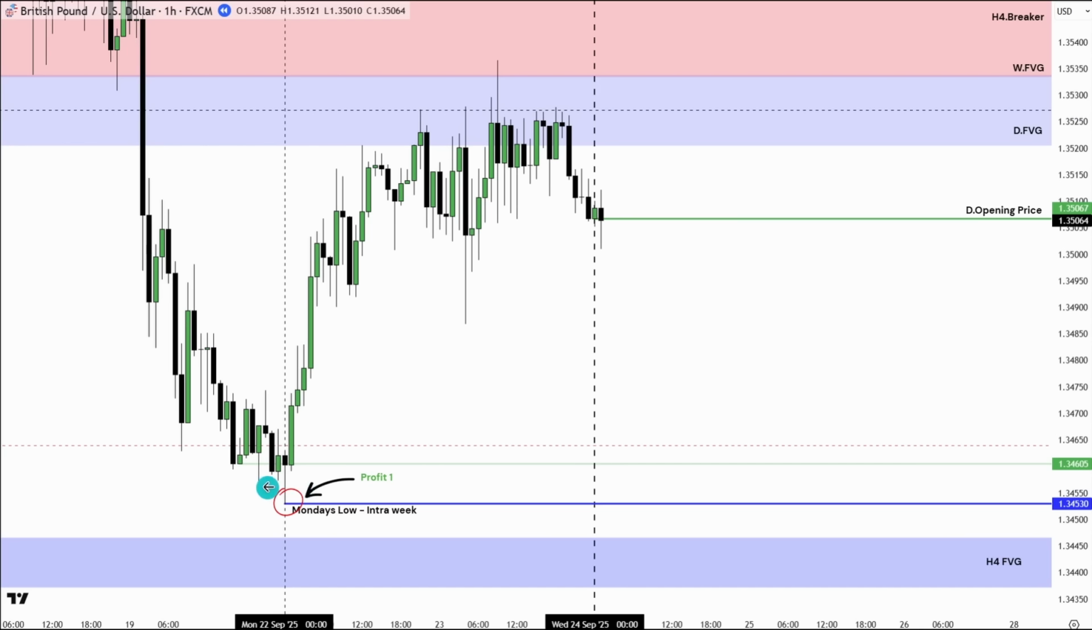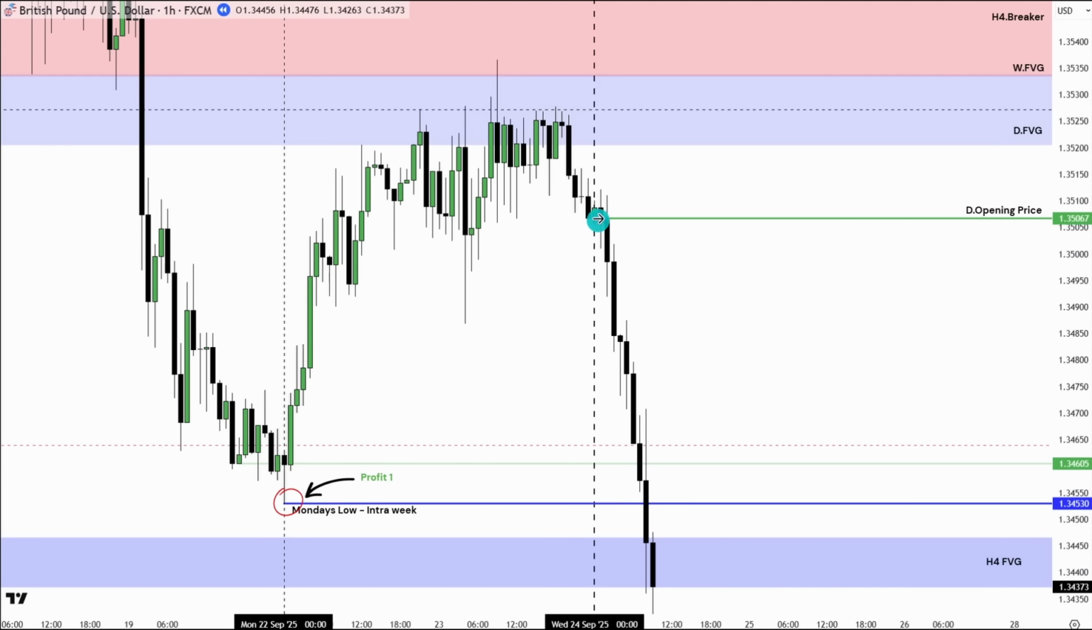And this was the near-term intra-week low. Now, resting below that was that 4-hour fair value gap. So this is going to be a very strong draw on liquidity. And we see price absolutely tank straight through that 4-hour fair value gap. Now, it did this so quickly that by the time I looked back at my charts, I had already had profit taken.